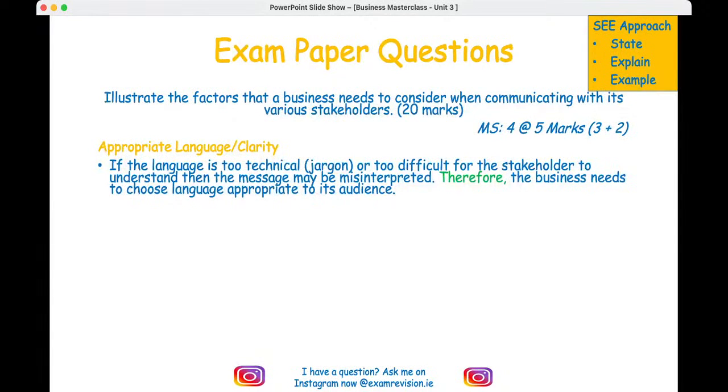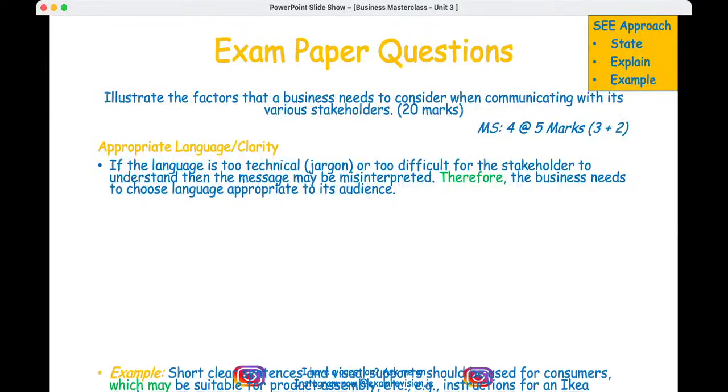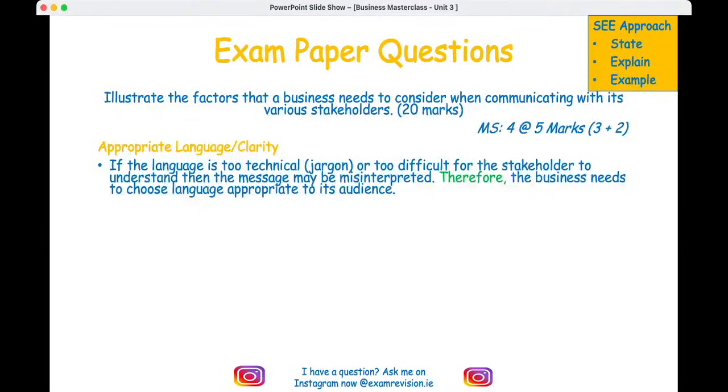Now it could be broken down further in the exam paper. They might say 2 for state, 2 for explain, and then 1 if they have the example. Okay, so illustrate the factors that a business needs to consider when communicating with its various stakeholders.